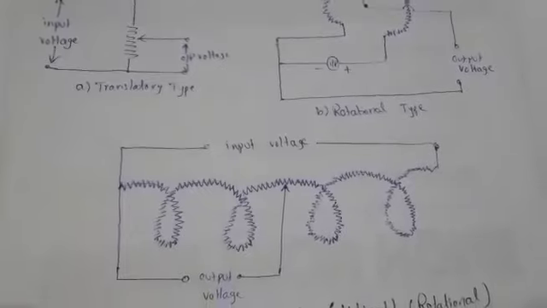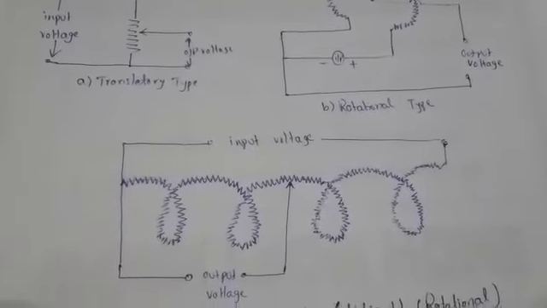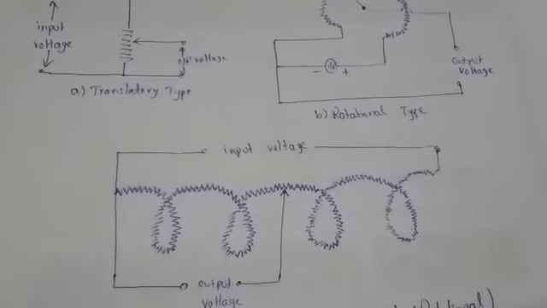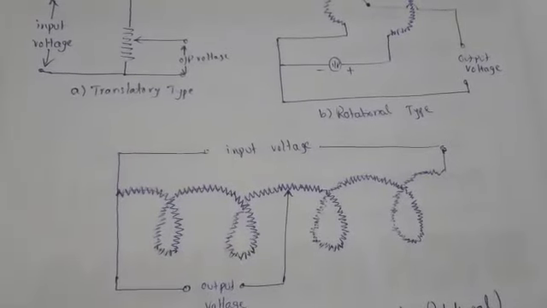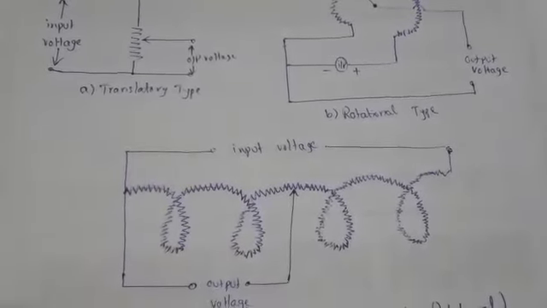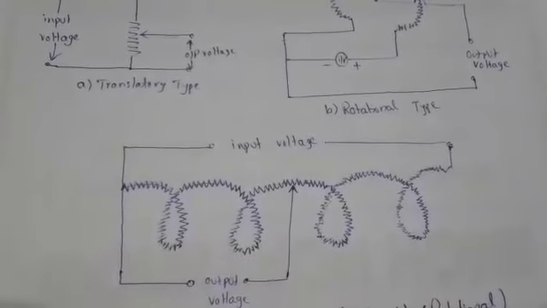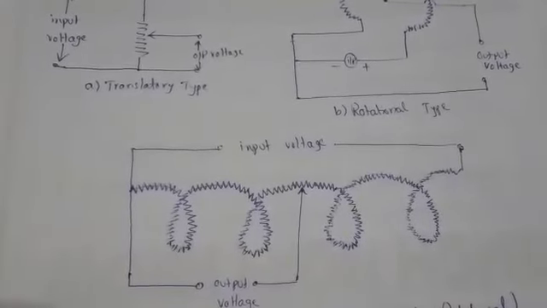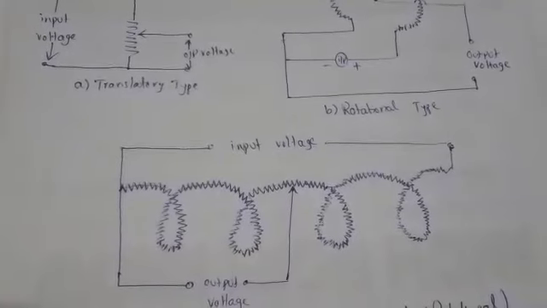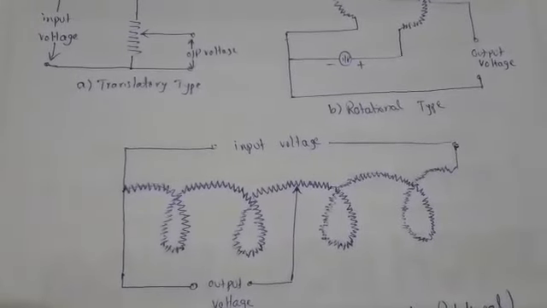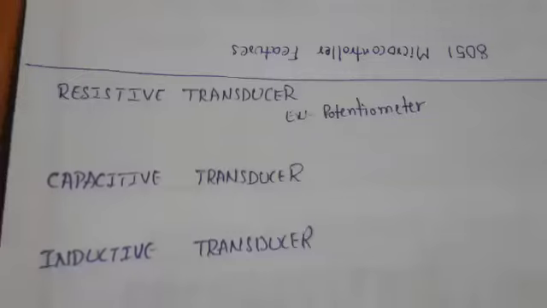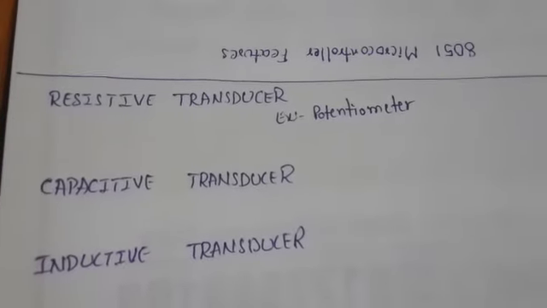And coming to the advantages of potentiometers: first, they are inexpensive, meaning the cost is low, and they are simple to operate. They are useful for the measurement of large amplitudes of displacement. And last one, their electrical efficiency is very high. So that is regarding your resistive transducers.